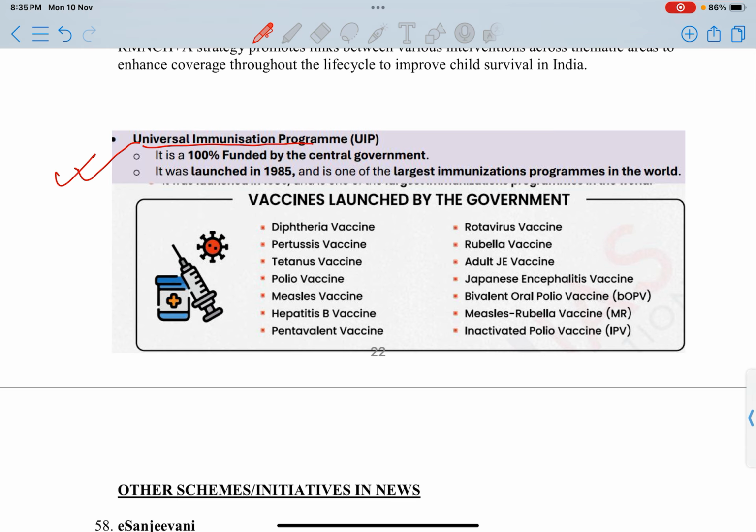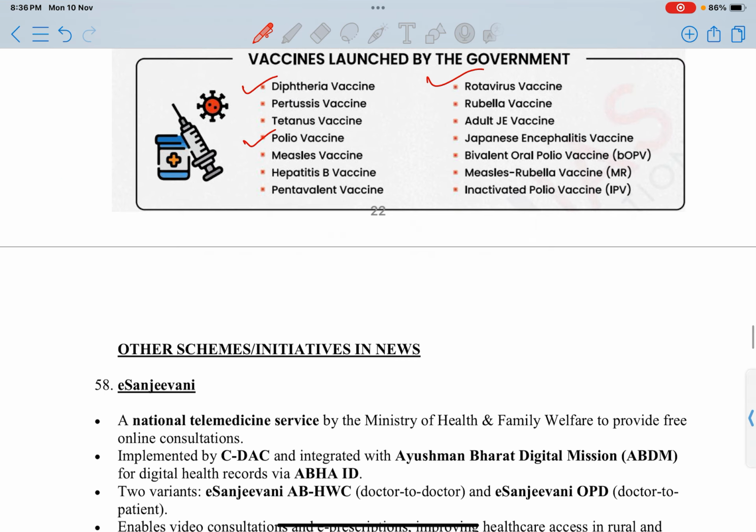Universal Immunization Program. It is 100% funded by the central government. It was launched in 1985 and it is one of the largest immunization programs in the world. For example, polio. So what are the different vaccines covered under this? There is a list you can go through.